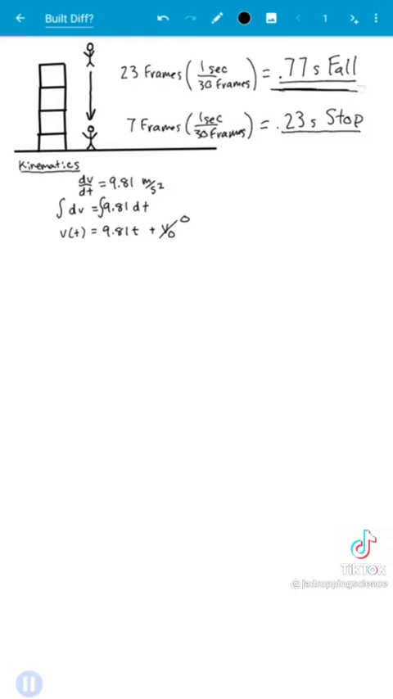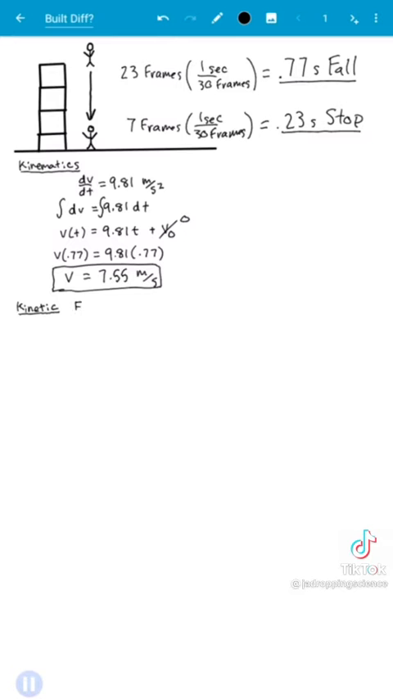Now let's plug in 0.77 seconds to figure out how fast he's going right before impact. This value comes out to 7.55 meters per second. So that's the final velocity right before impact, and since we're now moving on to the impact section, we're going to use kinetics to calculate the force on the body.